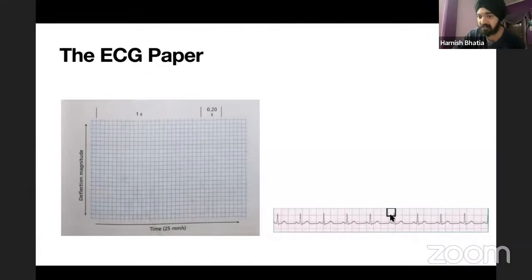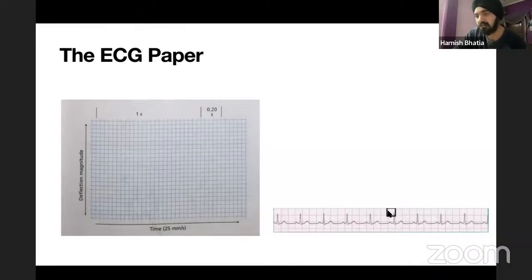So this is 5 millimeters. So five such big squares will make 25 millimeters, right? So 10 millimeters, 15 millimeters, 20 millimeters, 25 millimeters. So five such squares will make 25 millimeters. And 25 millimeters is 1 second, we know. So 1 second is 25 such small boxes or five large boxes.